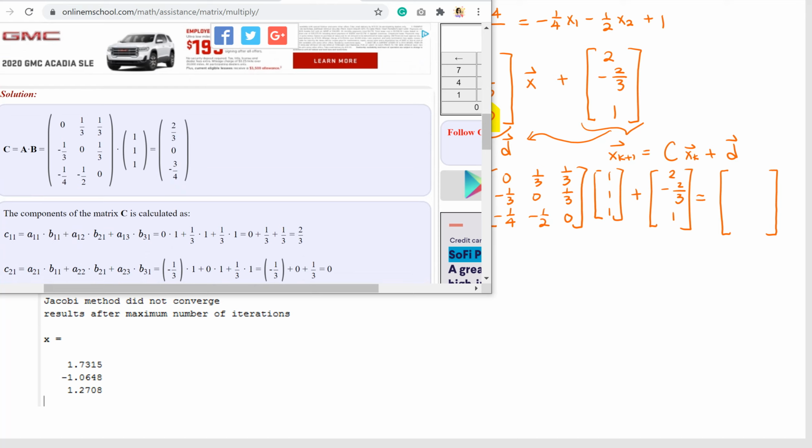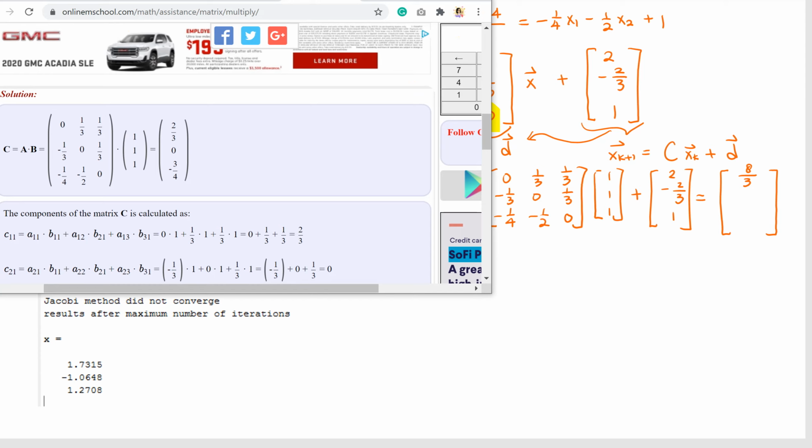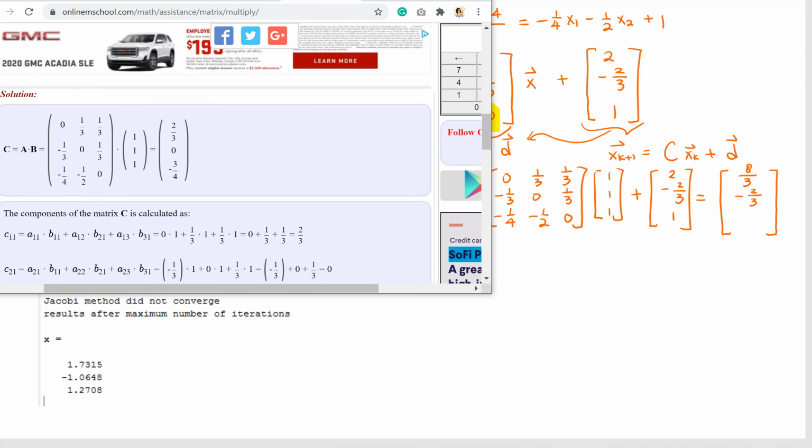Keep in mind, for these answers we need to add the 2, the minus 2/3, and the 1. So let's look at the first component: 2/3 plus 2. Well, 2 is like 6/3, so 2/3 plus 6/3 is 8/3. Is that okay, everybody? So we have 8/3. Next one: minus 2/3, plus 0, that's minus 2/3. And then minus 3/4 plus 1, that's 1/4.